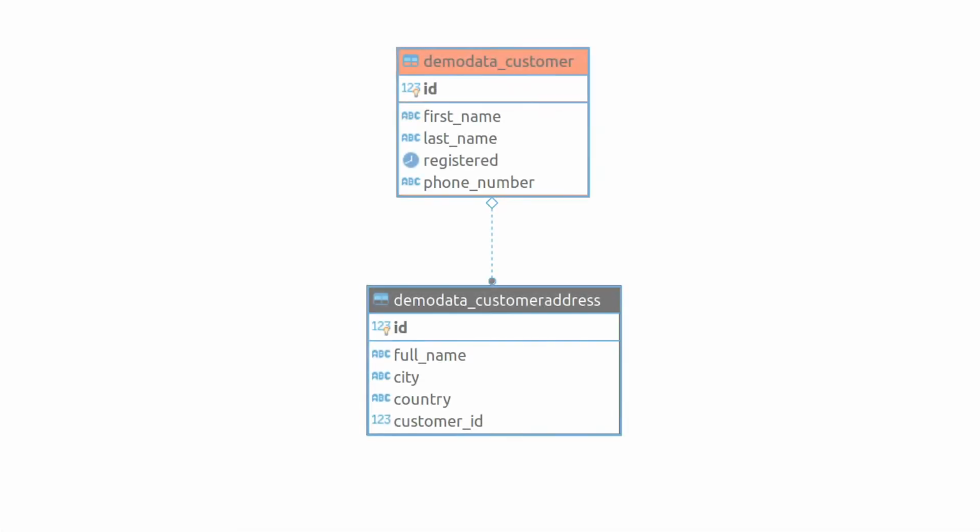We can see that there are two tables, a customer table and an address table, and that each customer can be associated with multiple addresses via the customer ID foreign key in the address table. We can also see again the duplication of a customer's first and last name in the full name of each address.